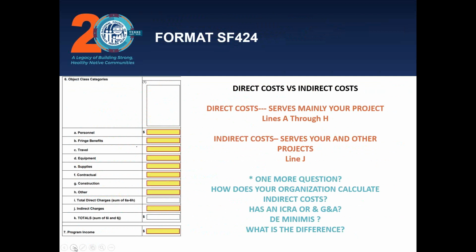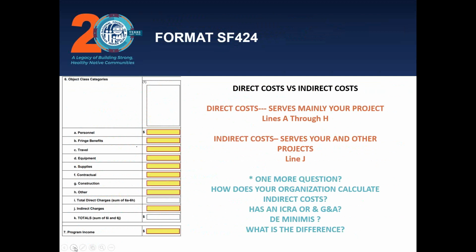And then we have indirect charges. And then we have the total, right? So the direct cost serves mainly your project. That is line A through H. The indirect cost serves you and other projects. That's line J.